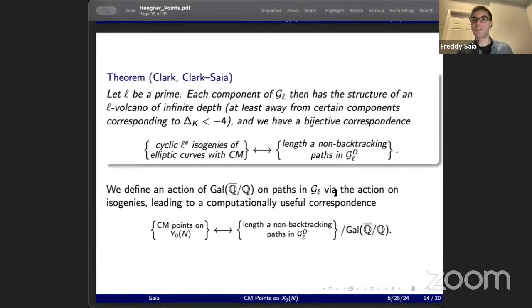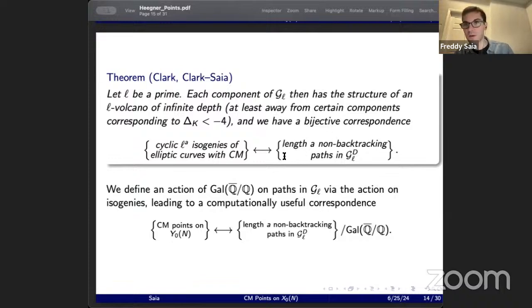And so here's kind of the main theorem that tells us that at prime power level, paths in these graphs correspond to points on these modular curves. So that'll be the second result here. First off, I'm saying that we have this correspondence between cyclic prime power isogenies of elliptic curves with CM and certain non-backtracking paths in these graphs. Sorry, this capital D should go away here. That was a holdover from the Shimura curve case. We're just thinking about elliptic curves here.